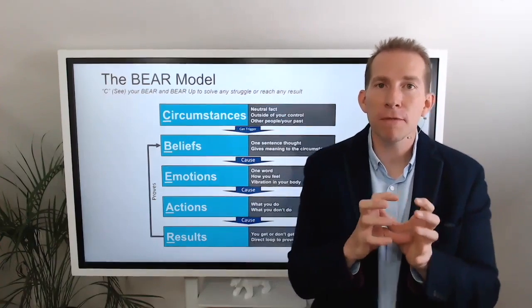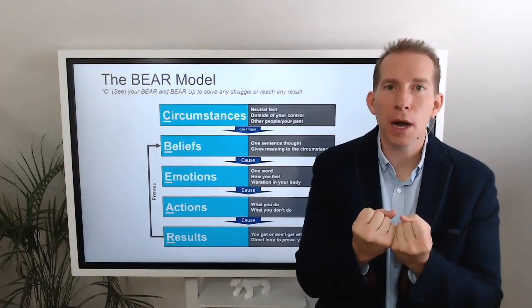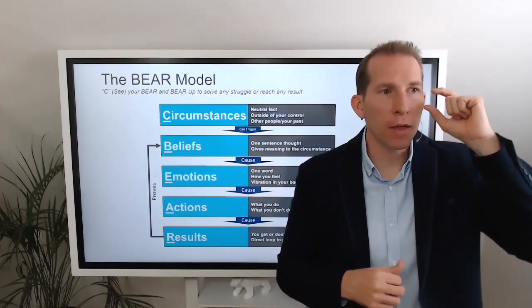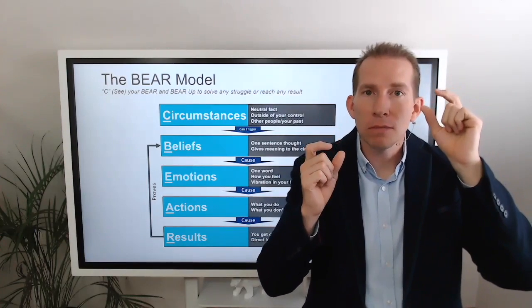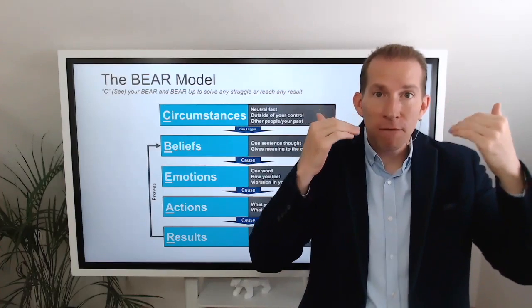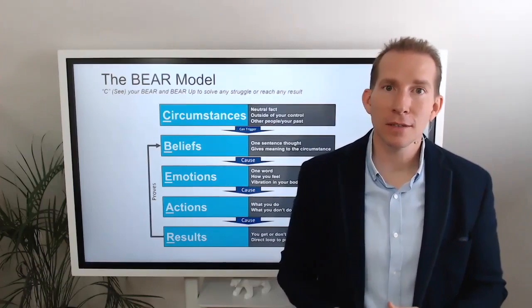So when we say feel, or when we say emotions, think of it as really what's going through your body. Let me explain it this way. Every time that you have a thought that you believe, your brain releases a chemical. Think of it as emotional fuel. And that emotional fuel then vibrates throughout your body. That's what a feeling is.